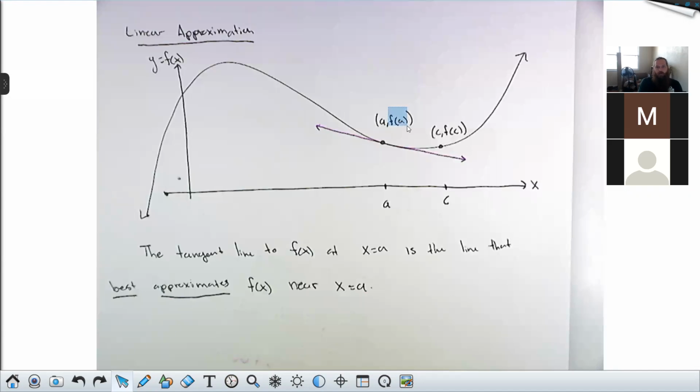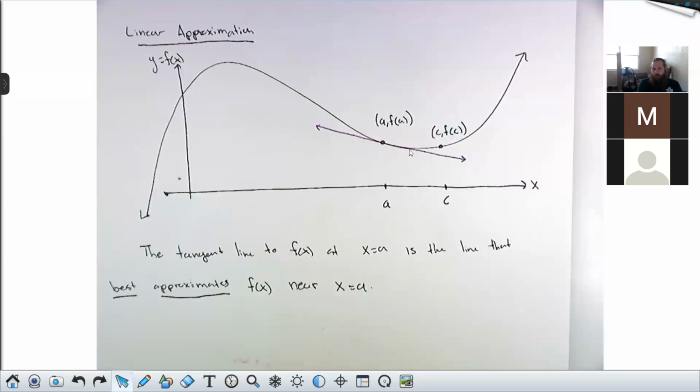Imagine f of a is easy to compute, but f of c is very hard to compute. Like maybe this is a function involving square roots and a is like 4. So okay, I can take the square root of 4, no problem. But this is 5. The square root of 5, that's messed up. That's an irrational number. I don't know how to compute it by hand very well. So imagine for whatever reason, I know this y value, and I want to know, but cannot easily compute this y value.